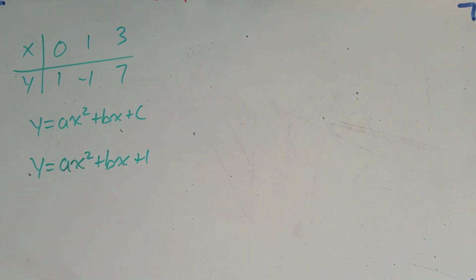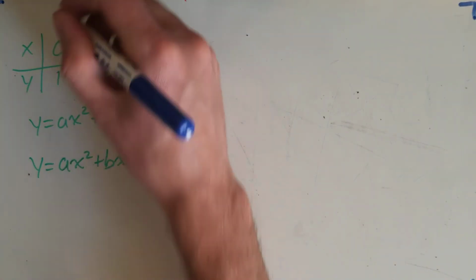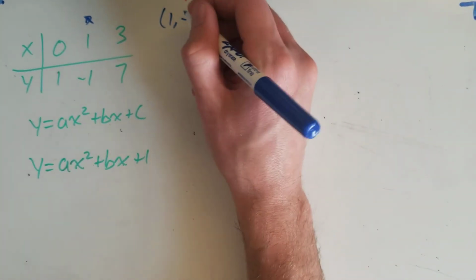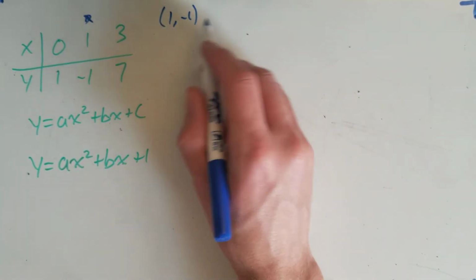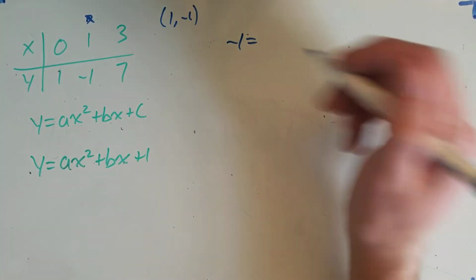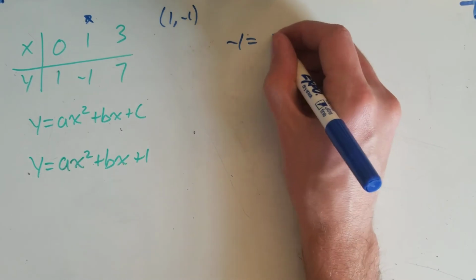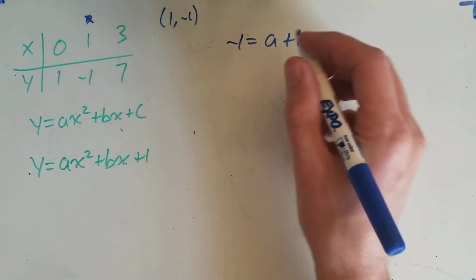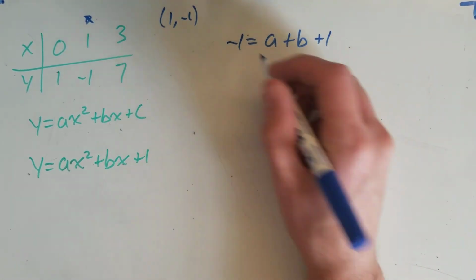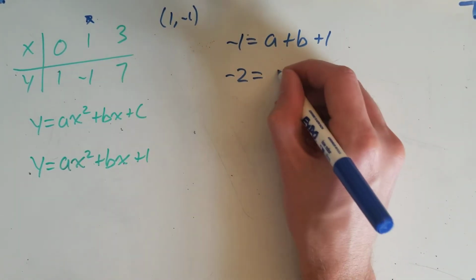And now let's do a little substitute and help find a and b. We'll take this first point here. It's like the ordered pair 1, -1. So when y is -1, x is going to be +1. So ax squared would end up being a plus b, because it's b times 1. And you're going to have a plus 1 at the end. Bring your 1 over, you have -2 equals a plus b.